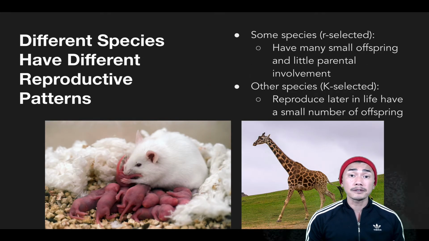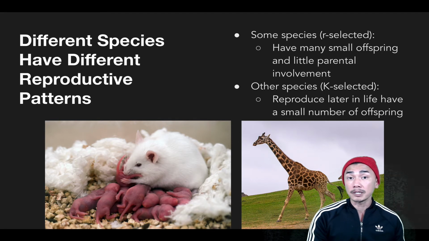Different species have evolved different reproductive strategies in order to be successful. Some species are R-selected. They have many offspring, but provide little to no parental care. Other species are K-selected. They will have a few offspring, but high parental care. K-selected species also tend to reproduce later in life.